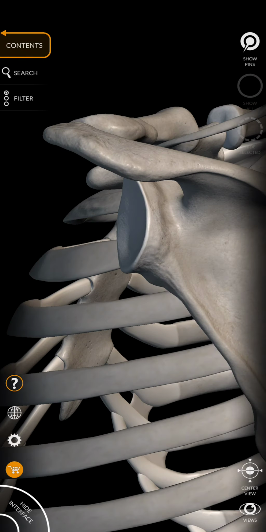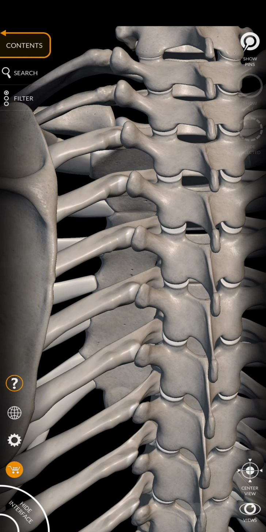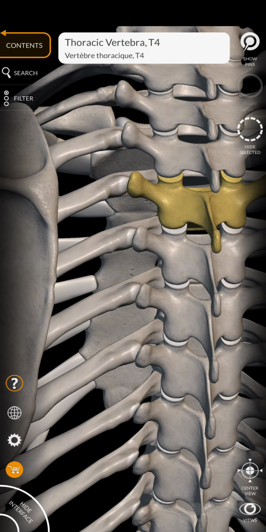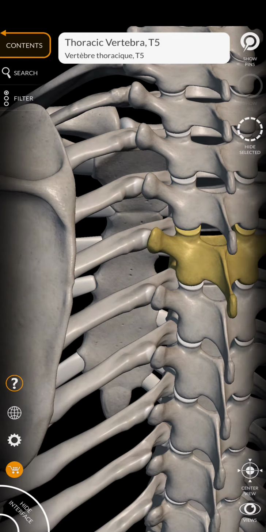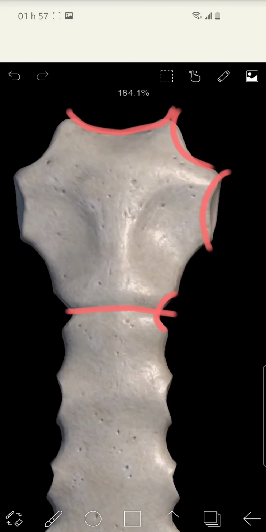So yeah, this angle goes right. I don't know if you can see it, but if you go horizontally, you will find that it goes between T4 and T5. The junction between T4 and T5 corresponds to the sternal angle. So just keep this information for later on. So this is all for the manubrium.